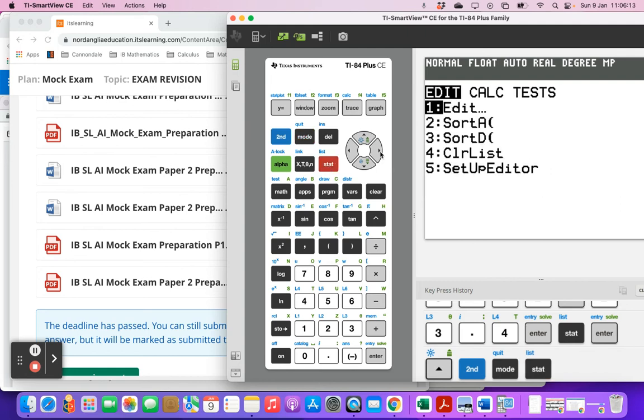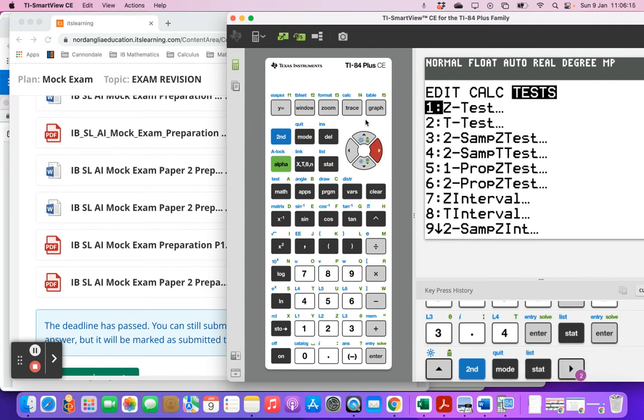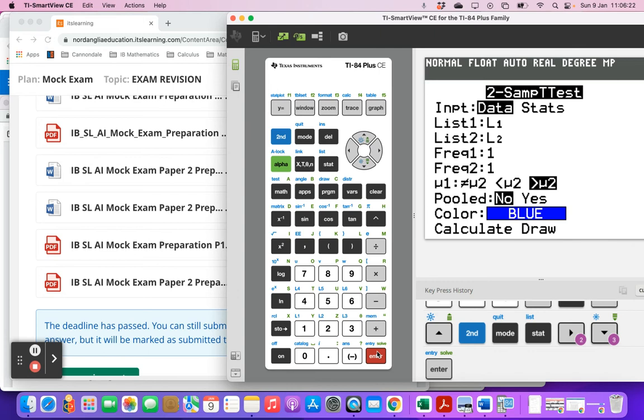stat, tests, and then this is a 2-sample t-test. Okay, and we have data. We don't have the statistics, the mean and standard deviation, so we put all that data in list 1 and list 2. Are we going to pool it? I'm sorry, let's go back up here. What is the alternative hypothesis? Well, again, I wrote that mu1 is not equal to mu2. Okay, that is the alternative hypothesis.